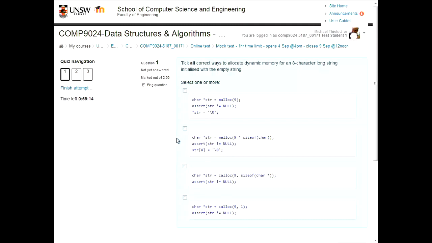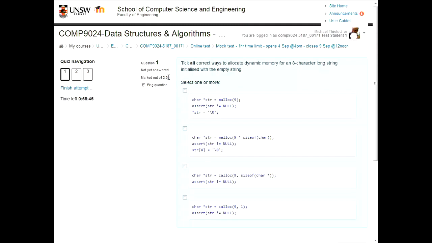There might be questions like this: tick all correct ways, and then there's a question. You see some program code. It's a multiple choice question, and it is one when it says select one or more, where quite possibly there's more than one correct answer. And you have to give all answers to get the maximum score for that question. What you can see here is what this question is worth, 2 marks.